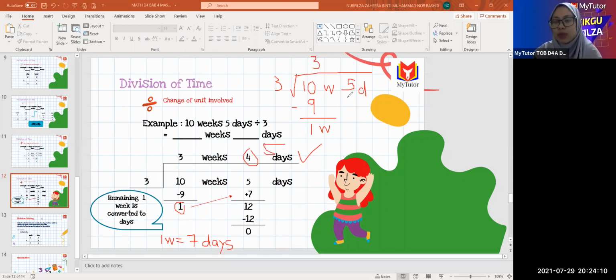Okay, for those who did 10 minus 9 is 1 week, and then you just bring down 5 days, this is wrong. Because you have another 1 week left. This 1 week here, you need to convert it to days, because 1 week is equal to 7 days. All right, do you guys understand? Okay, who is still doing these questions? Raise up your hand. Syarul?